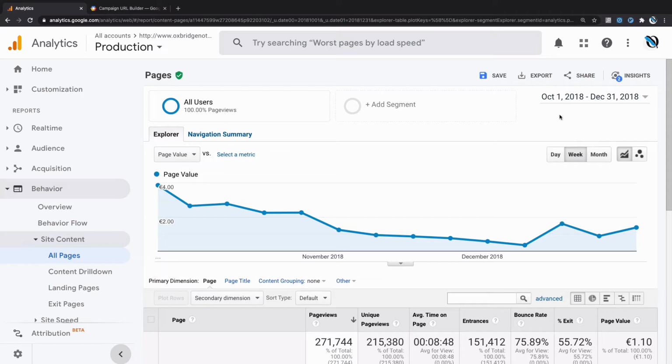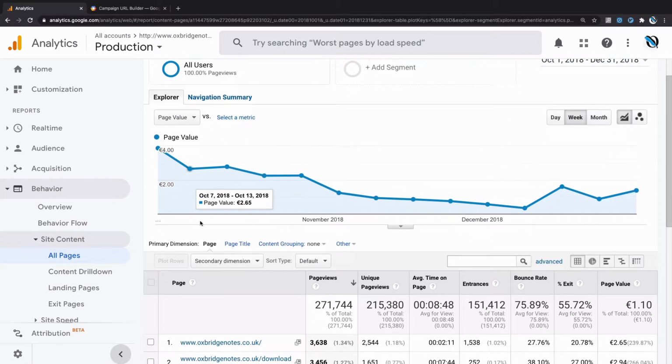Have you ever done a large redesign on your website, then wondered whether or not it was worthwhile? Did the design lead to increased conversion rates, increased values per user, that kind of thing? So in order to answer that question, I'm going to look at a report under Behavior, Site Content, All Pages.